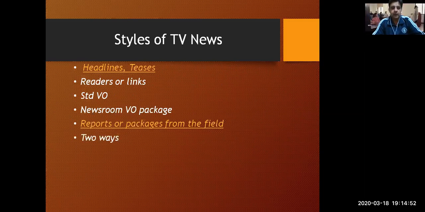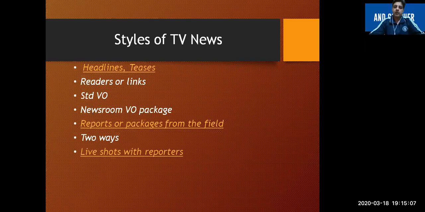Two ways are basically when a news anchor asks questions, and the reporter who is in the field answers those questions. Live shots with reporters. Live shots are basically whenever something happens in the field, mostly reporters report when they are reporting from the field, they give live shots.